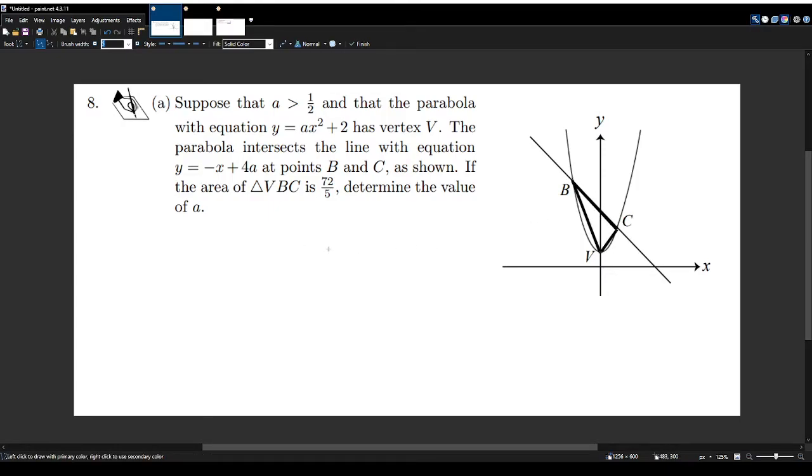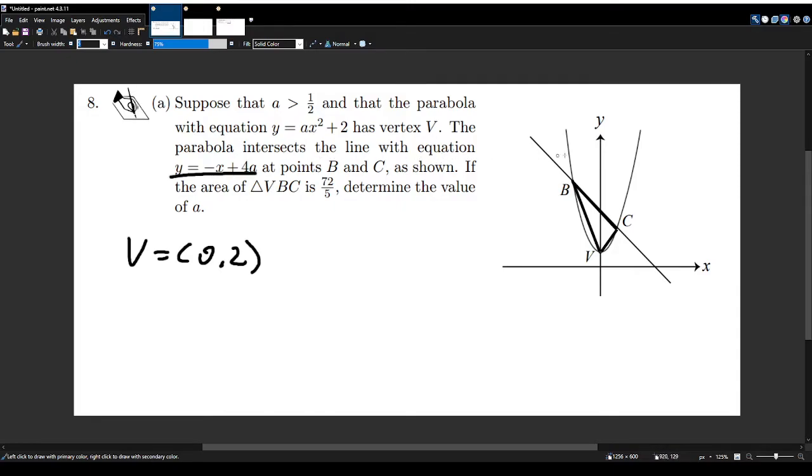Okay, so the first step is, what information do we have? We have plus 2 on the parabola, and by the graph we can know that the coordinates for the vertex would be (0, 2), right? And the parabola intersects the line with this equation. So this is the line over here, and we want to find points B and C.